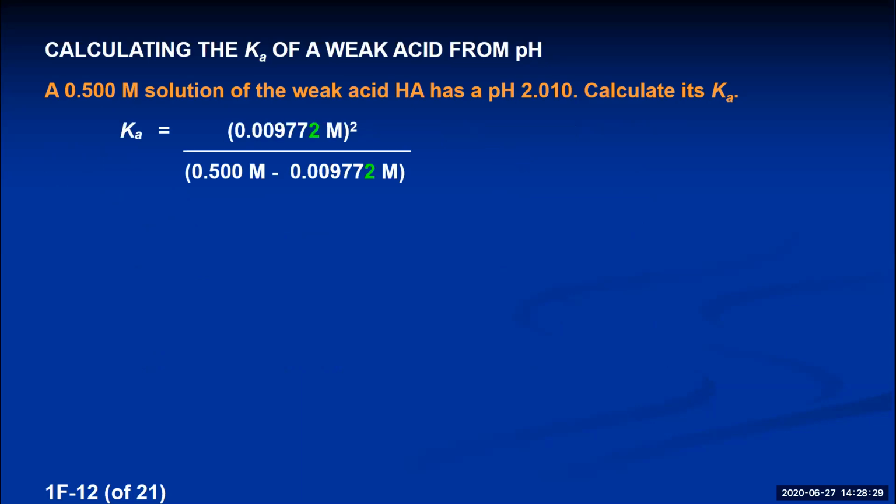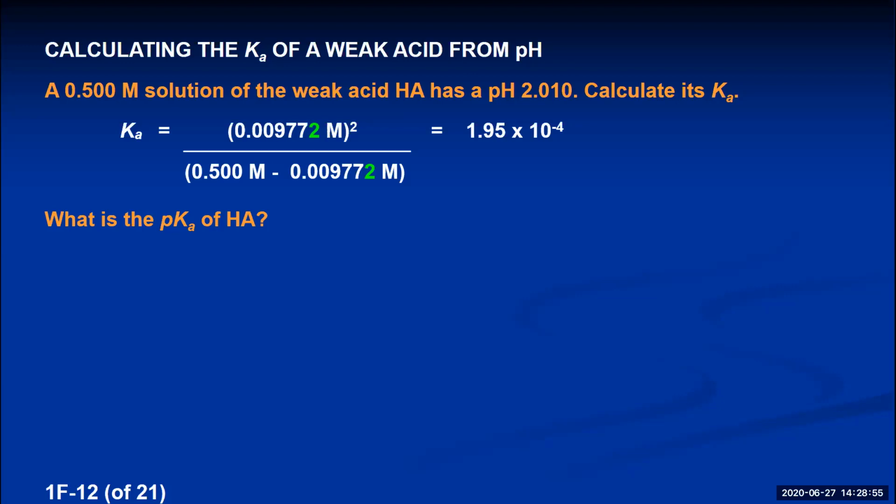Now in this case, you do not assume the x in the denominator is 0 because it doesn't save you from solving a quadratic. If you were to do that, you're just introducing error into your problem. So in this case, I directly plug the x values in and I calculate exactly what the Ka would come out to be. And in this case, to 3 significant figures, it comes out to be 1.95 times 10 to the minus 4th.